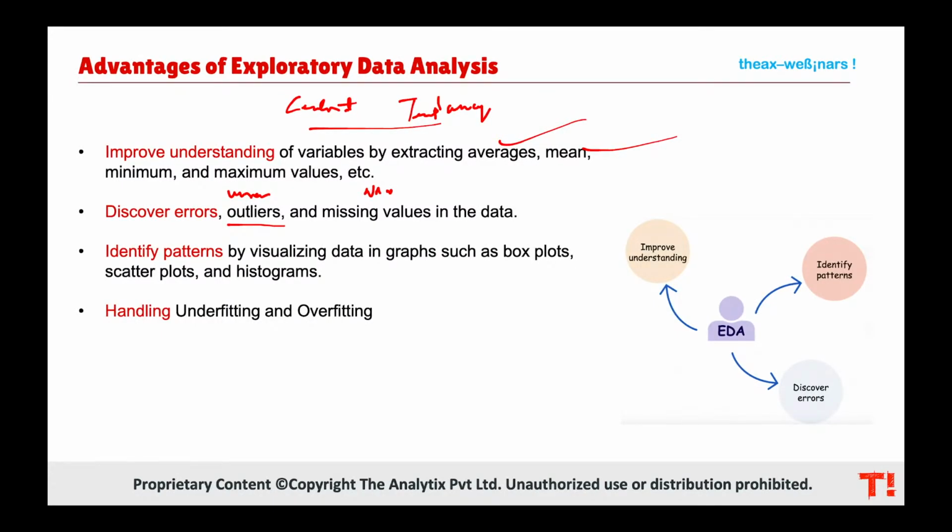Then we go for identifying the patterns by visualizing the graph. The most important things in EDA are to discover the errors, identify the patterns, and improve understanding. As soon as you understand or identify the pattern, you can make much more analysis and many more visualizations as well. You also handle underfitting and overfitting of the data. Underfitting and overfitting come up in machine learning, where you decide how many columns or features you actually require to predict or plot whatever you are working on.